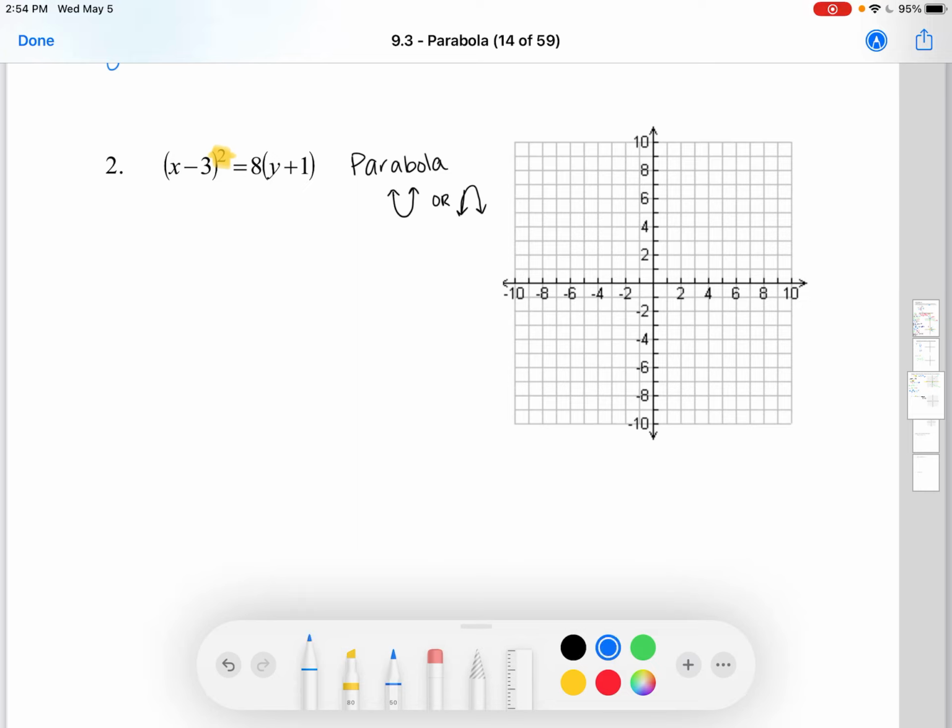So as always, we will start with the vertex. We do have a vertex other than the origin for this one, and we're going to take the opposites. So for x, my vertex is going to be a +3, and then a -1. As soon as we know something, let's plot it.